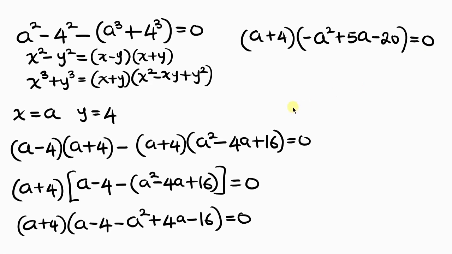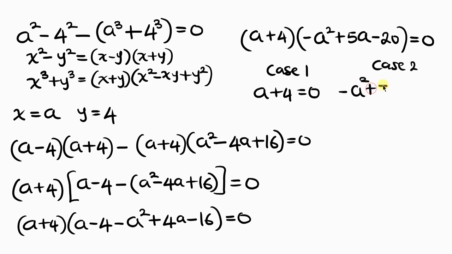So we have two cases. For case 1, let me write case 1 here, we have a plus 4 equal to 0. And then for case 2, we have negative a squared plus 5a minus 20 equal to 0. So we're going to be solving these cases one after the other.